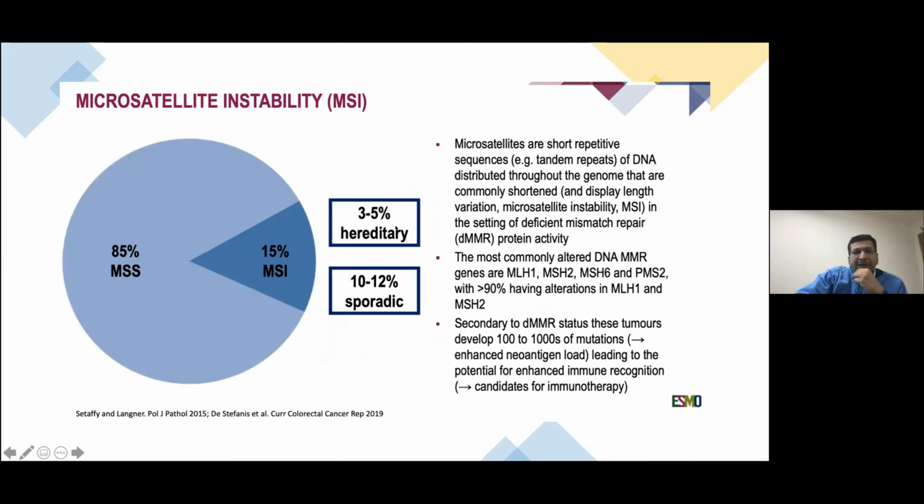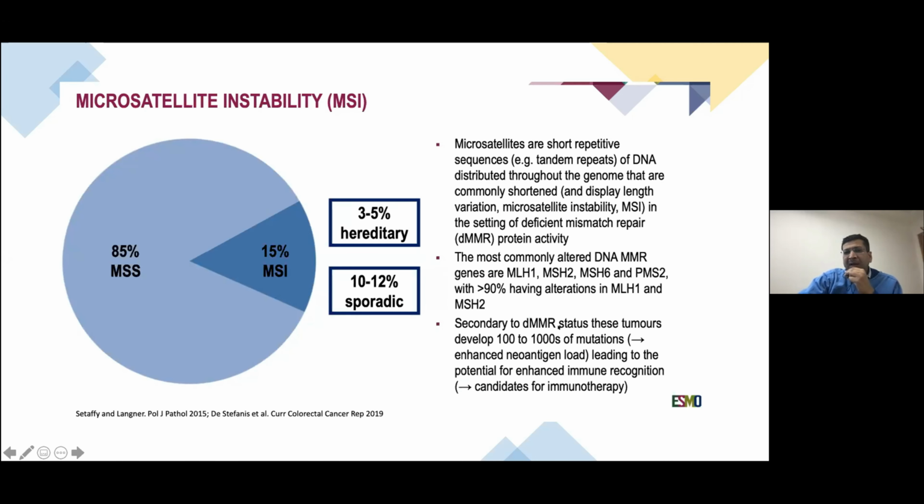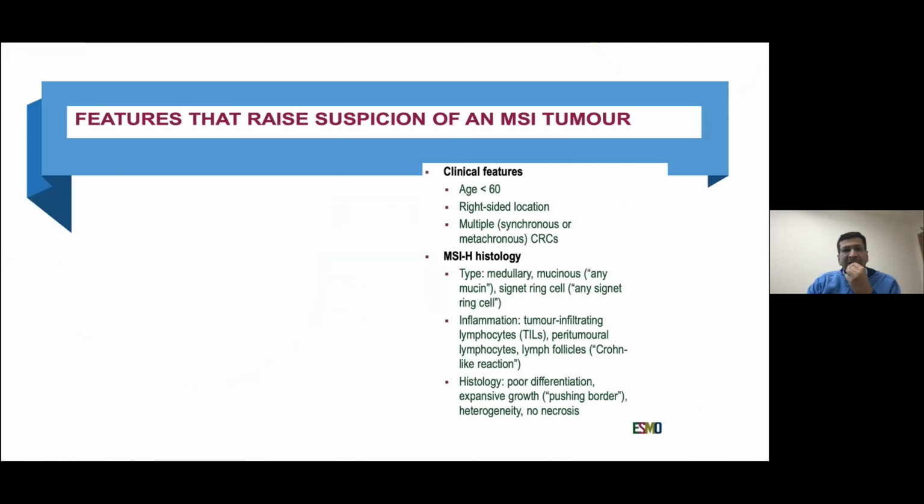3 to 5% is hereditary, and up to 10% of people have sporadic. Out of 100 people, approximately 15% of patients may have MSI tumors. Otherwise, the majority are microsatellite stable tumors. What happens in MSI is basically there is a defect in the repair of DNA, so the mutations keep on accumulating. The more the mutations, the more the neoantigen load, and the more the neoantigens, the more the chance for immunotherapy to work. That is the significance of MSI in the metastatic setting.